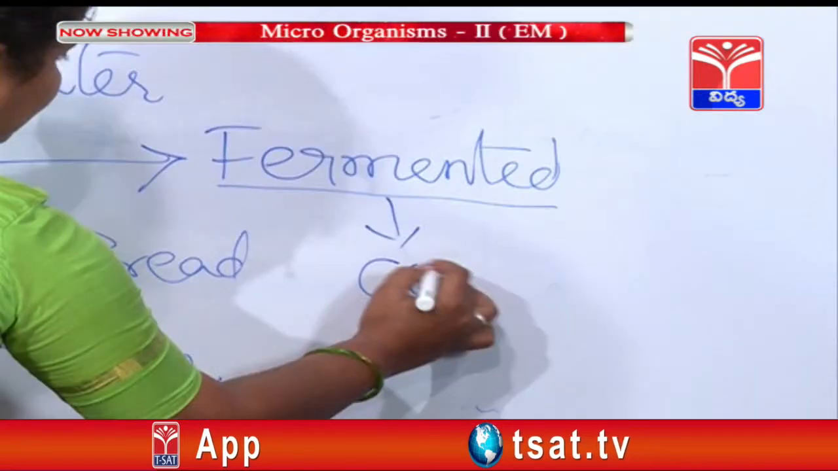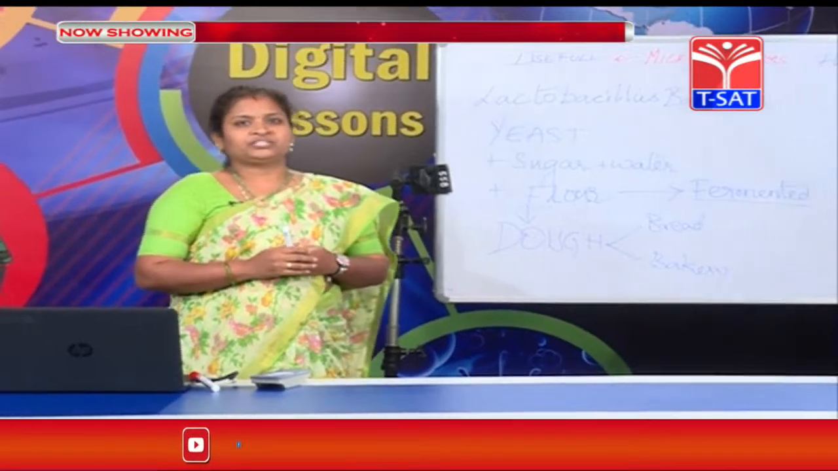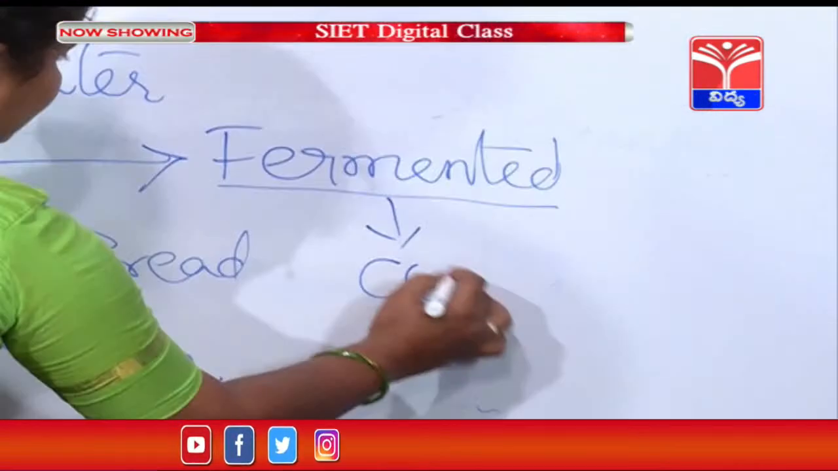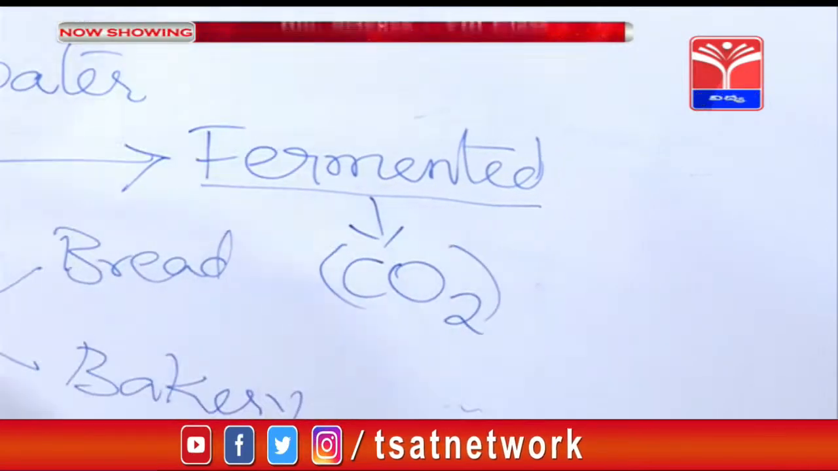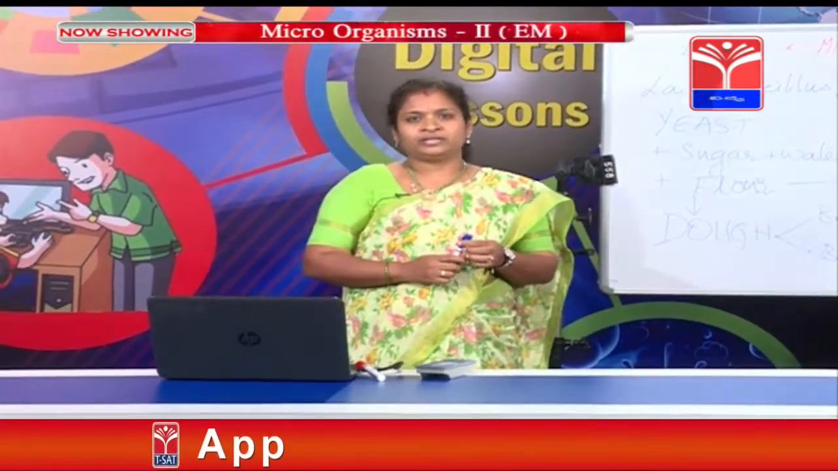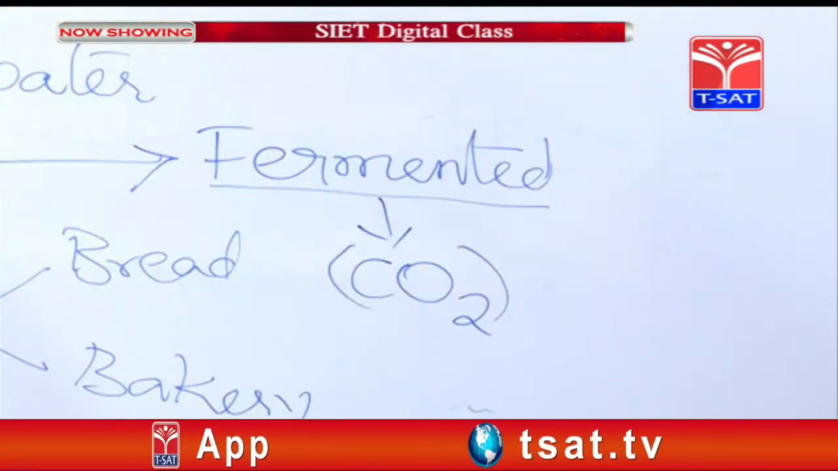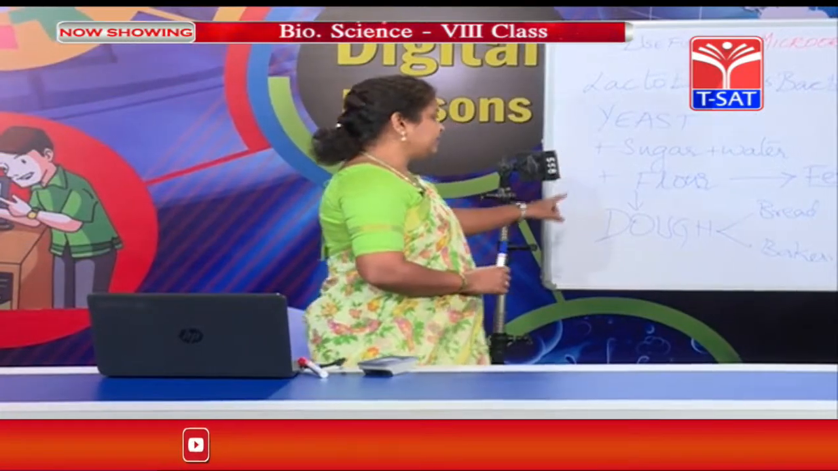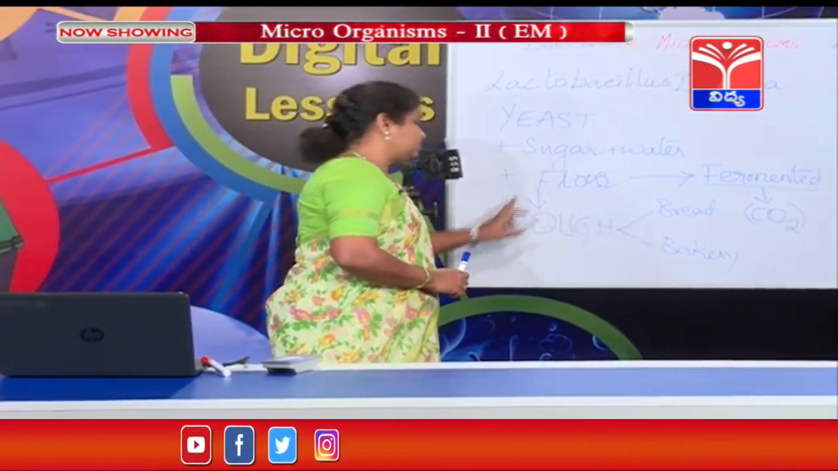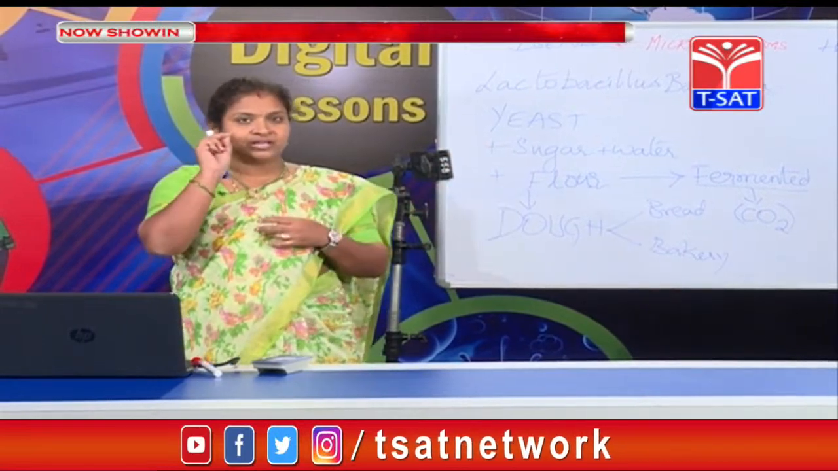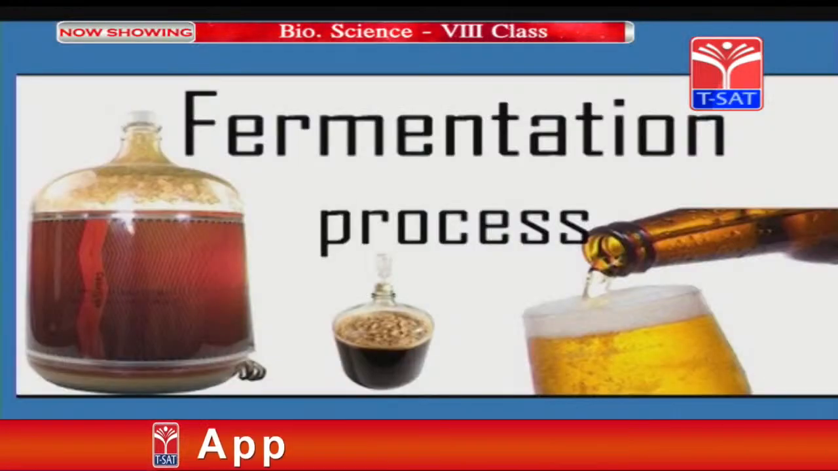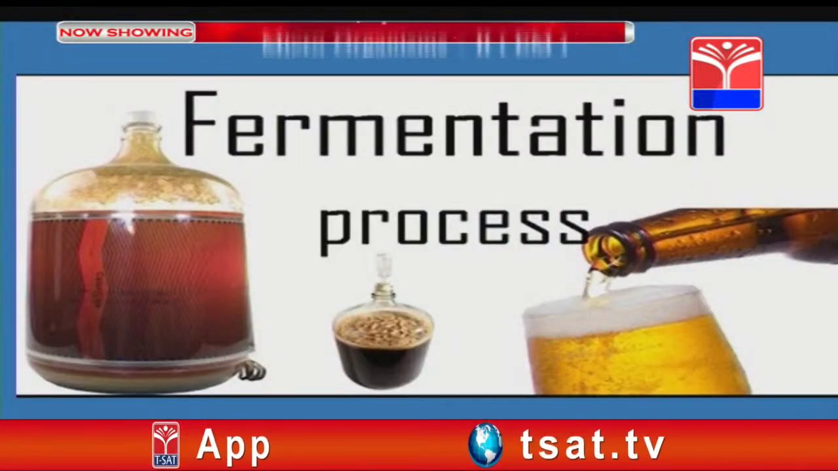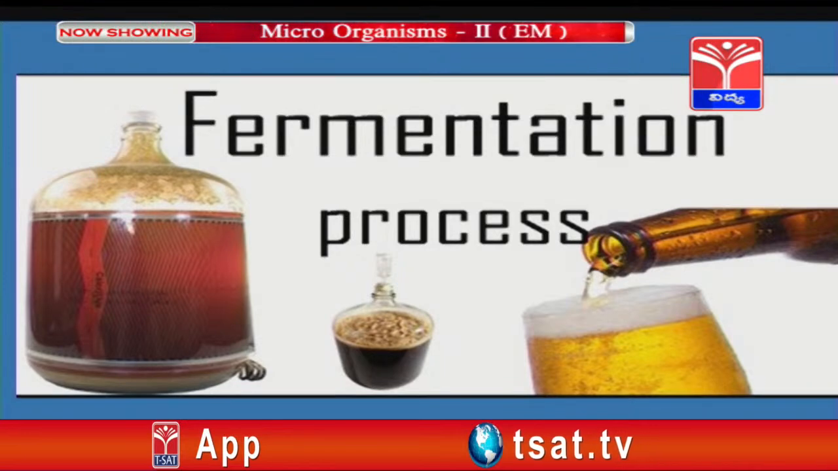What is this called? Fermentation means the release of carbon dioxide takes place when ethyl alcohol is formed. There is a big science involved in it. You will be studying about it in later classes. Here the carbon dioxide is released during fermentation and the dough bulges, and that is why you are able to see pores in the bread. The fermentation process produces alcohol.